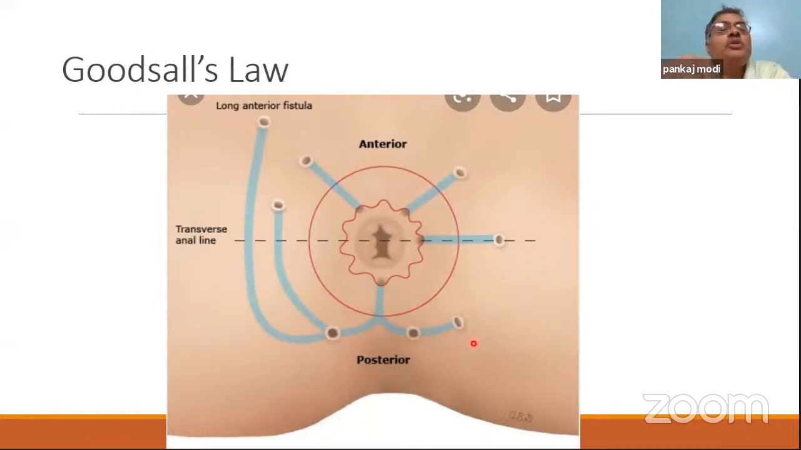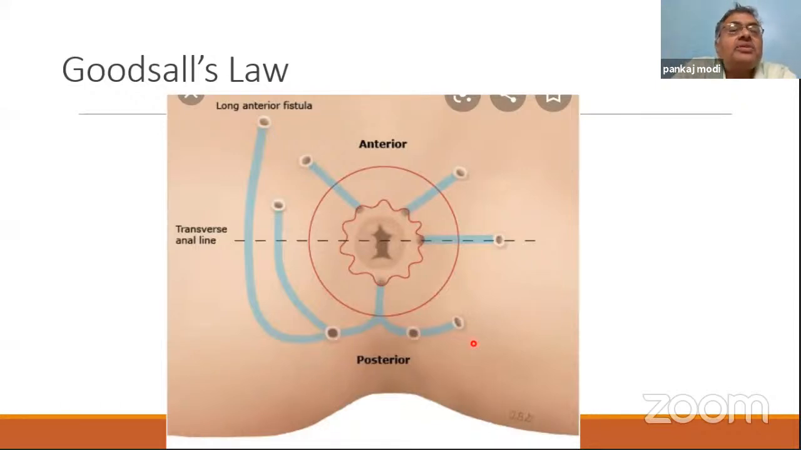It goes there and communicates with that. Similarly, when it comes from outside, the anterior abscess does not have a potential space because there is more muscle and less free space. So there is no space for expanding the abscess, so they usually remain straight.